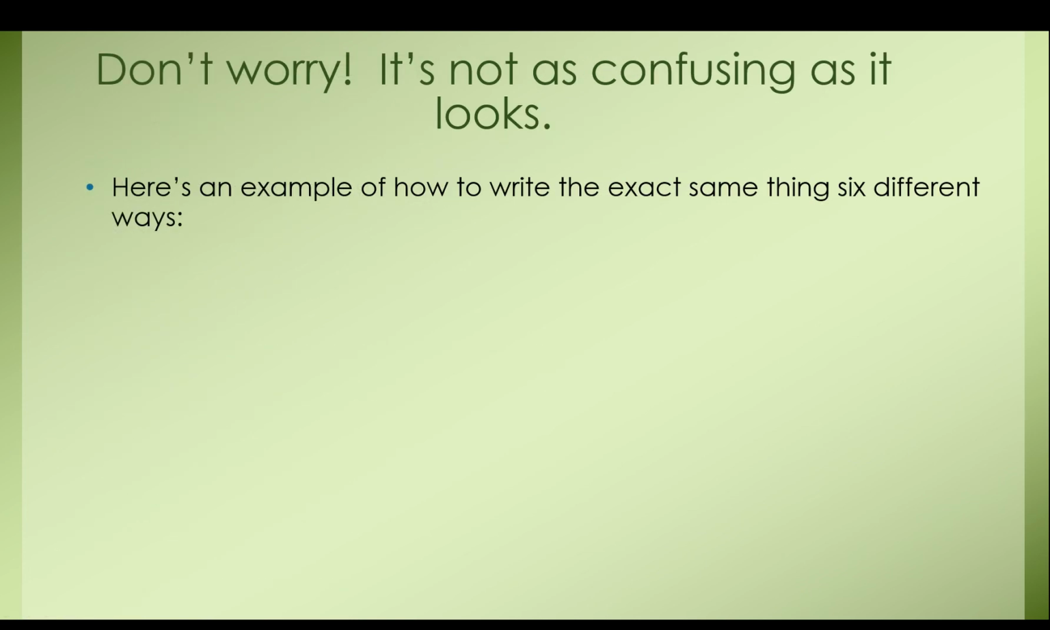Don't worry, it's not as confusing as it looks. Here's an example of how to write the exact same thing those 6 different ways. So my independent clause is I went to the party, period. My other independent clause is I had fun, period.